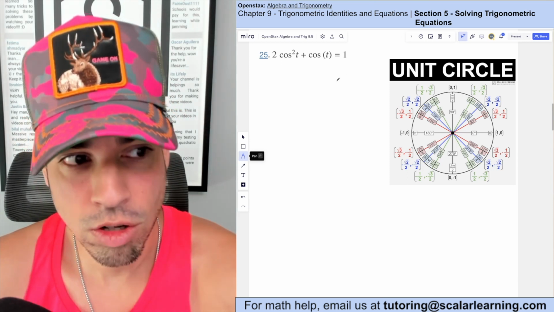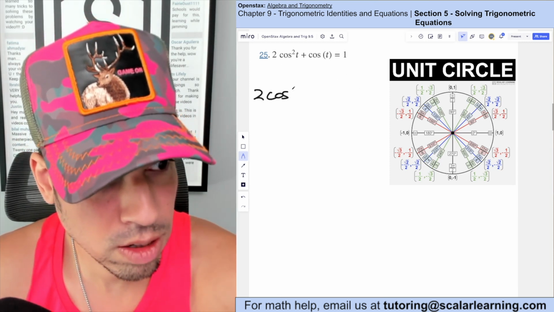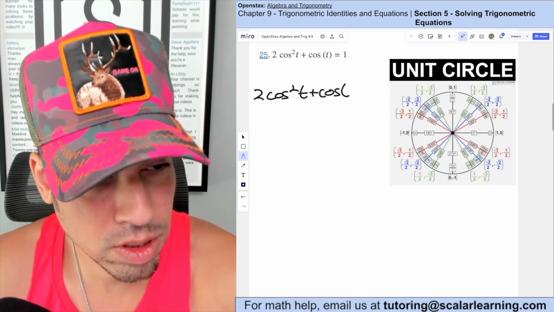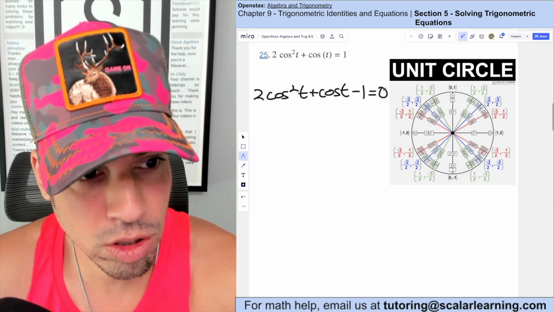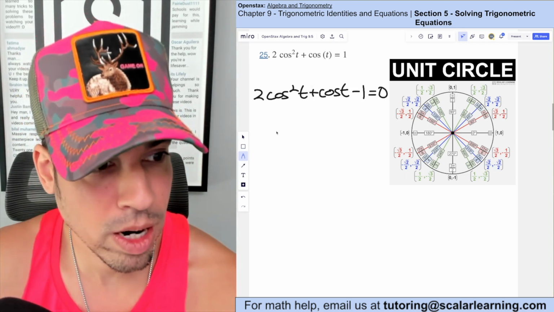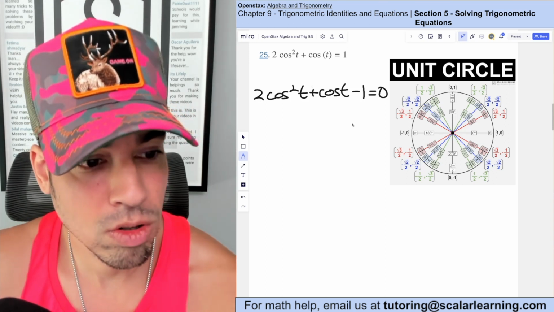For this one, we're going to start by setting everything equal to 0. So I'm going to subtract 1 from both sides, and then I've got 2 cosine squared t plus cosine of t minus 1 equals 0. Now I'm going to see if I can factor this because this looks like a quadratic, and since we have a leading coefficient of 2, I'm going to use the star method.